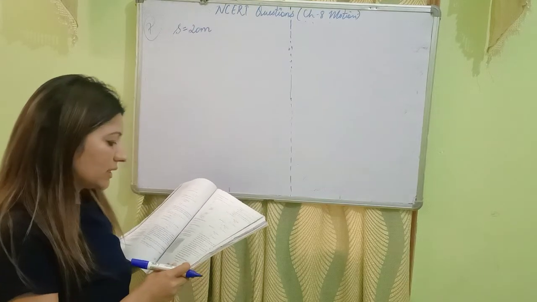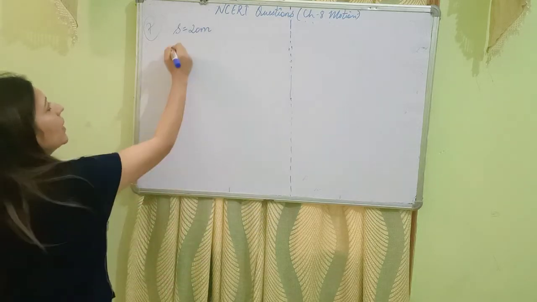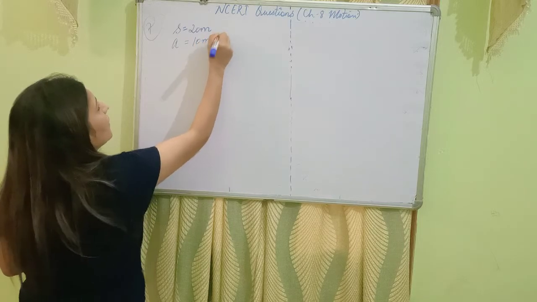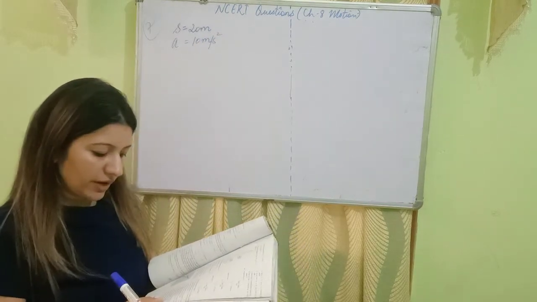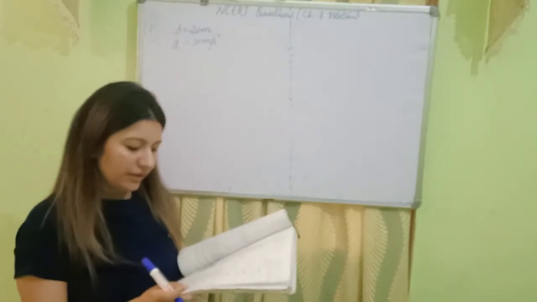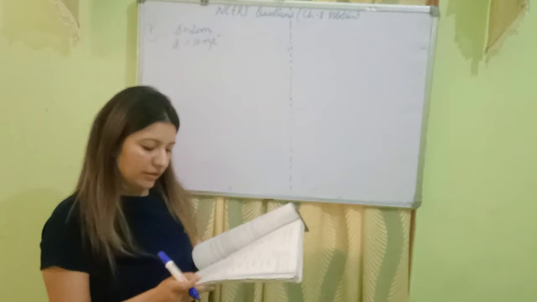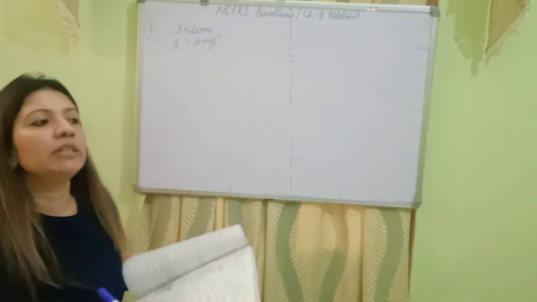If its velocity increases uniformly at the rate of 10 meter per second square. From the units you can make out that this is acceleration. Acceleration is 10 meter per second square. With what velocity will it strike the ground? You need to find the final velocity. After what time will it strike the ground?